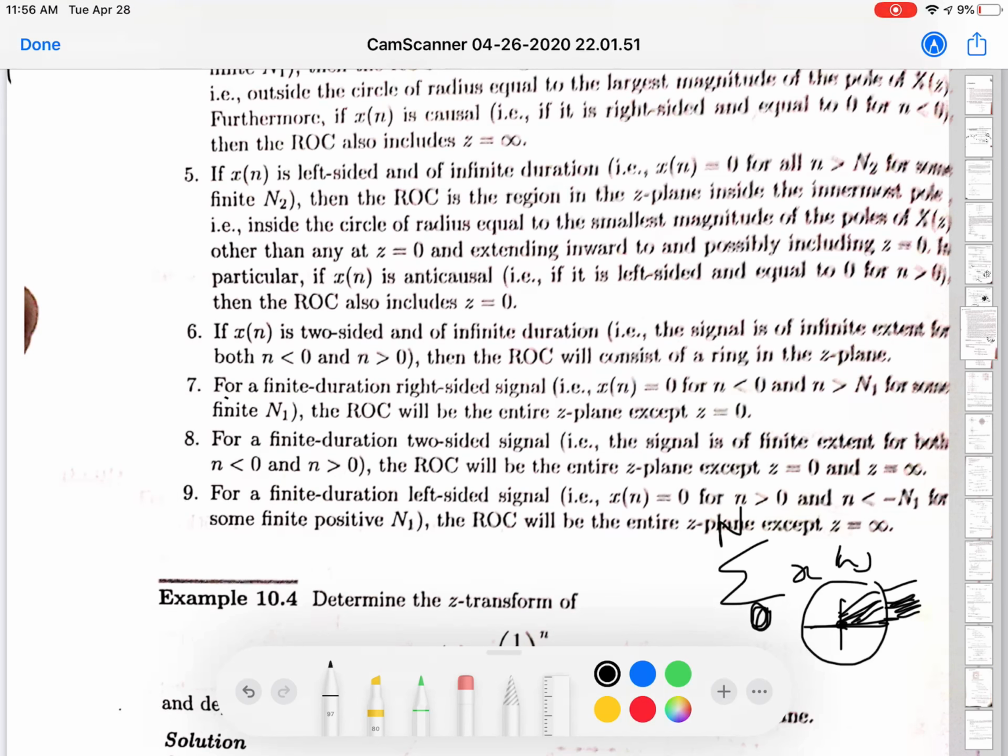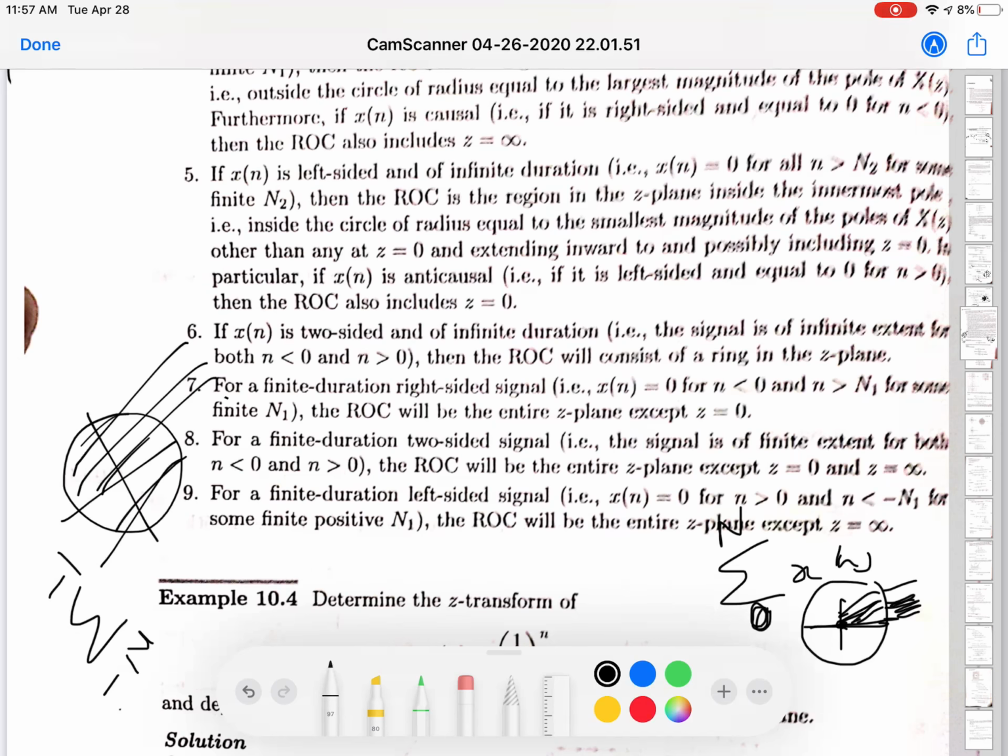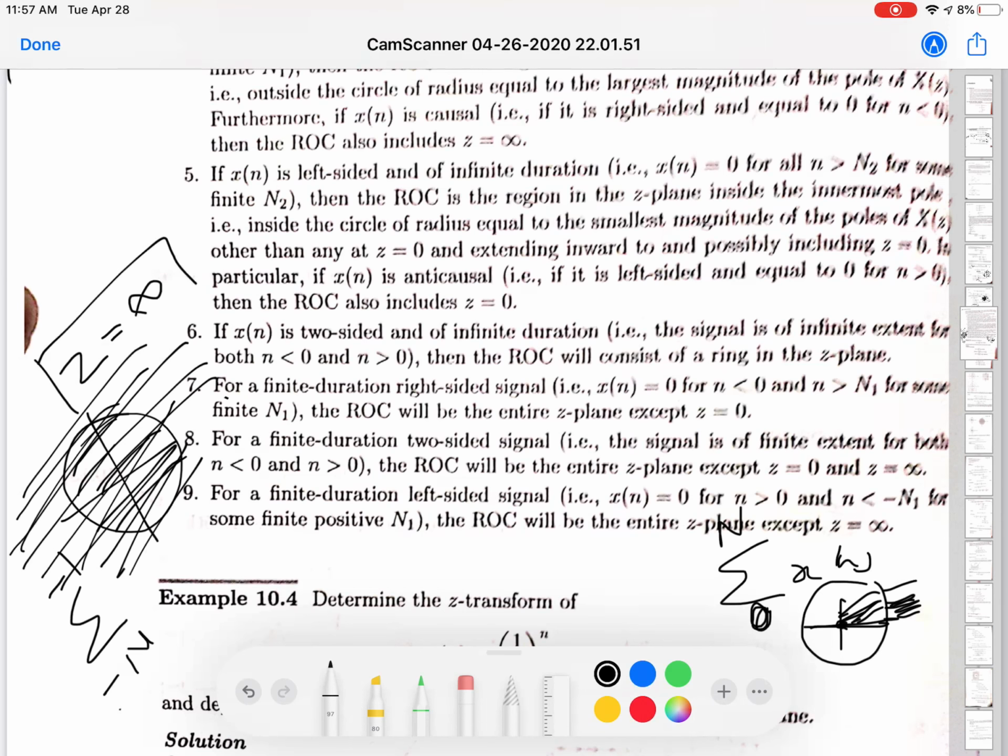Similarly, in the next property, for a finite duration left sided sequence, the ROC will be the entire z plane except z equals infinity. It means if you draw the ROC for a left sided sequence from minus N to minus 1, the ROC will be the entire z plane except z equals infinity. Z equals infinity will not be in the ROC if the sequence is left sided and it is defined from minus N to minus 1.